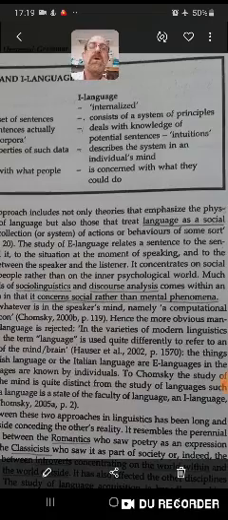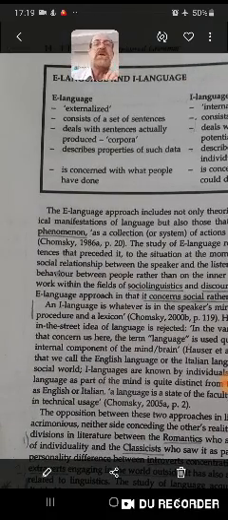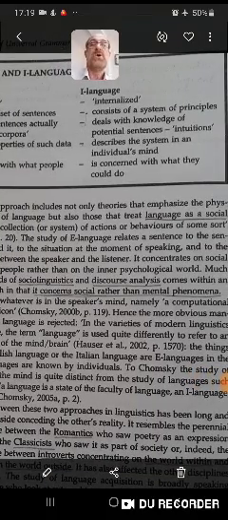This is intuitions. The next one is something like this: describes the properties of such data, for e-language. What does it mean? They take the data and look only at the data available to them when we work with corpora and with e-language. What Chomsky says is, no limitation. Just go to your intuition. Intuition has so many sentences. Maybe not all of them are produced. So, I-language describes the system in an individual's mind.